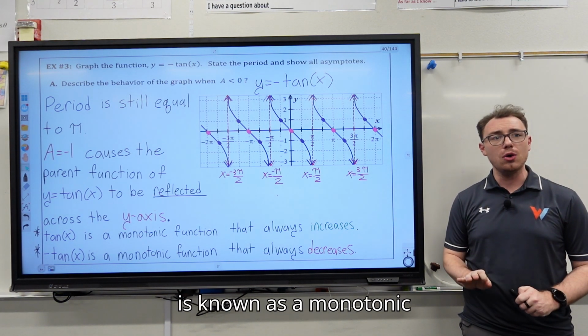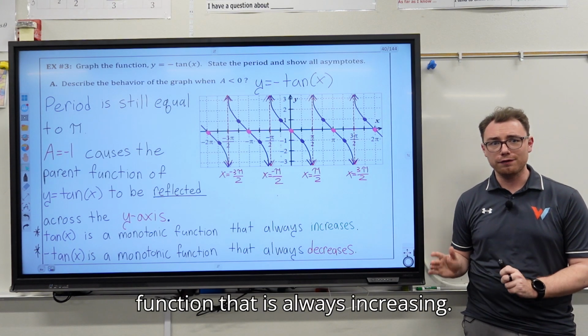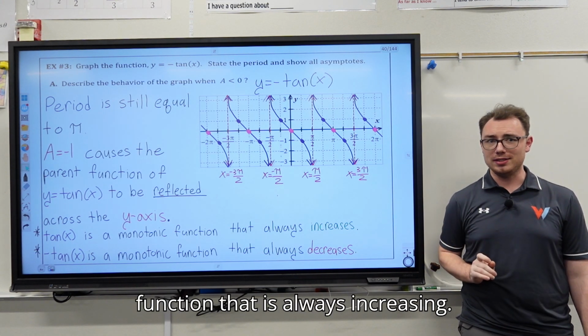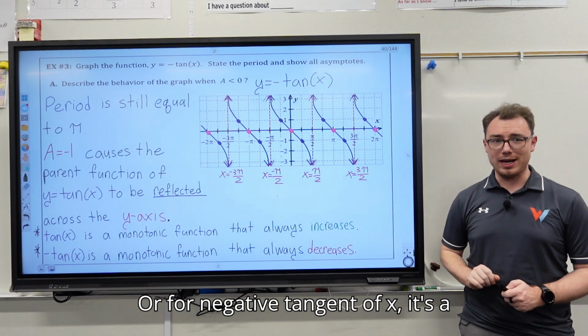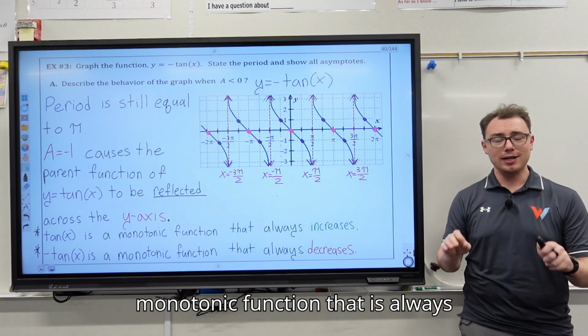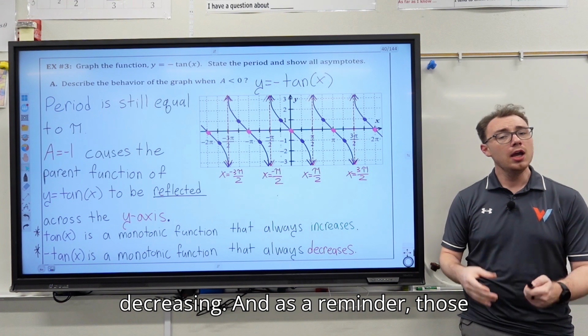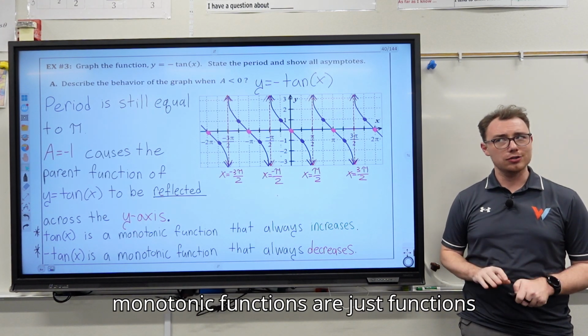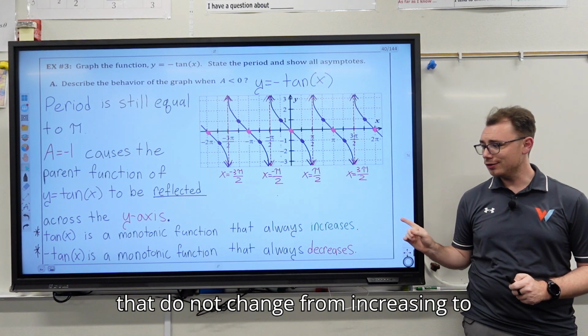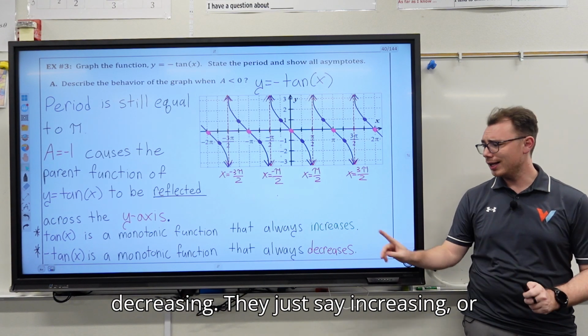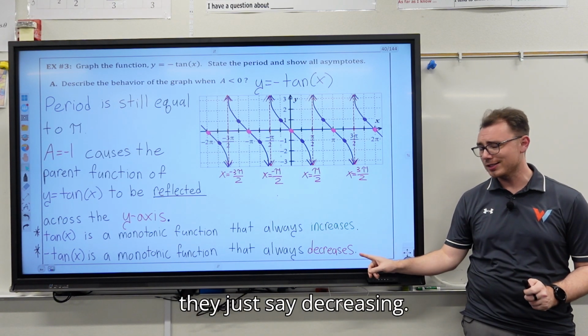Tangent of x is known as a monotonic function that is always increasing. Or, for negative tangent of x, it's a monotonic function that is always decreasing. And as a reminder, those monotonic functions are just functions that do not change from increasing to decreasing. They just stay increasing or they just stay decreasing.